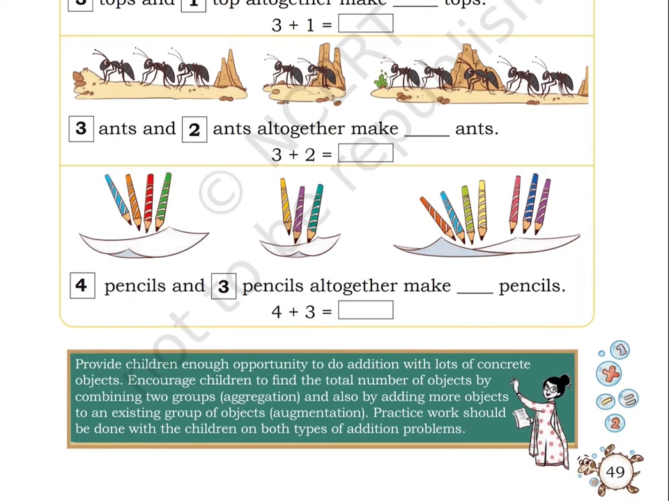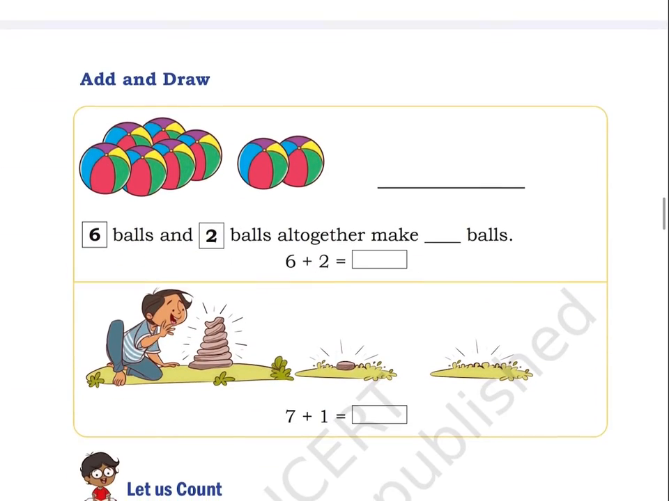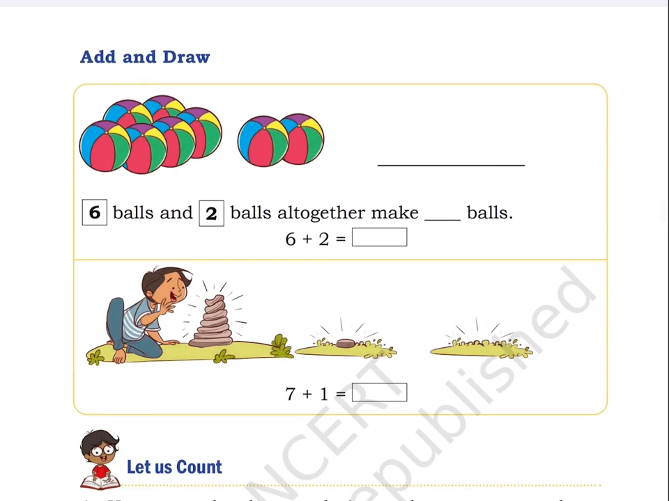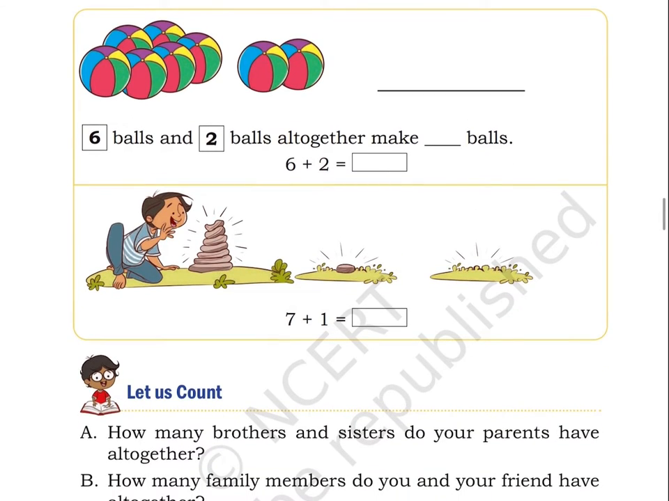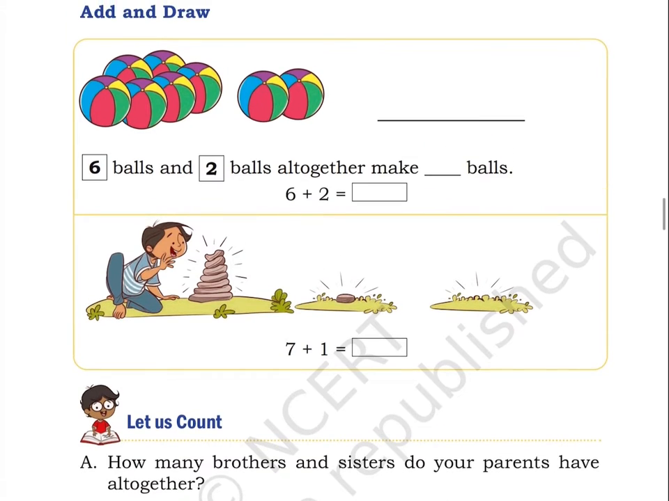Page number 50. Add and draw. In the first row, we have 6 balls and 2 balls. 6 balls and 2 balls altogether make blank balls. 6 plus 2 is equal to blank. In the next row, we have 7 stones and 1 stone. 7 plus 1 is equal to blank.